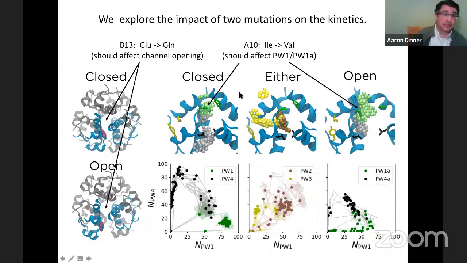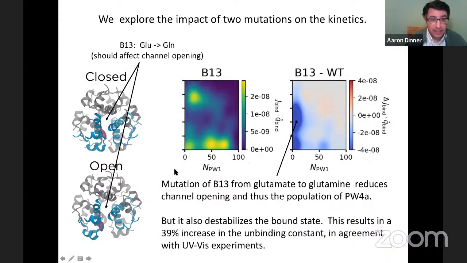It's one of the gatekeeper residues, so it should affect pathway 1. Okay, so here's B13. I'm just showing you the reactive current. We can calculate all the other statistics too. And from the difference, you can see that actually pathway 4 is really depleted. So you can see how things shift around here.